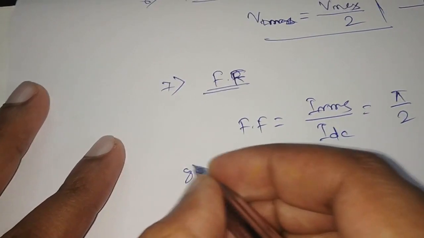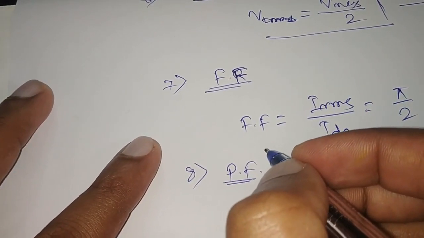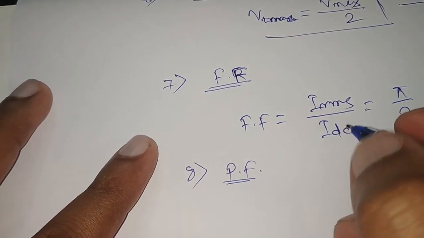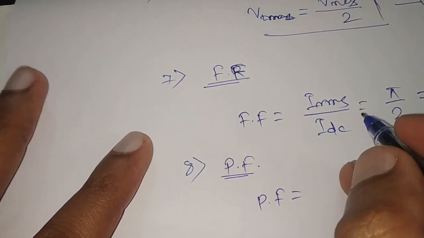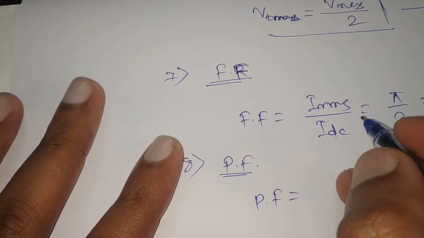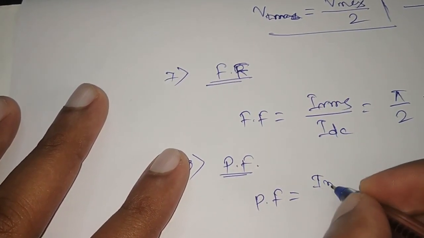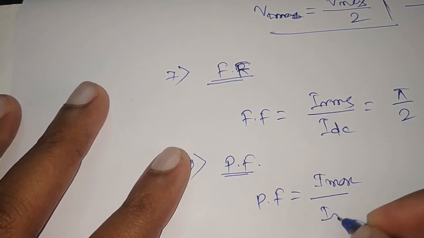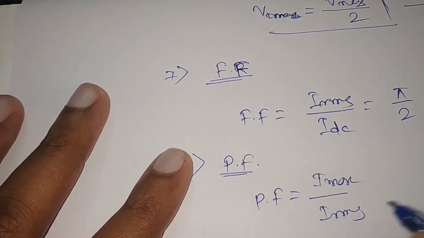Similarly we can have the peak factor. Peak factor is defined as the peak value, that is the maximum value divided by RMS value. So peak factor will be given by maximum value of current divided by RMS value of current. When we calculate these values, we get it as 2.